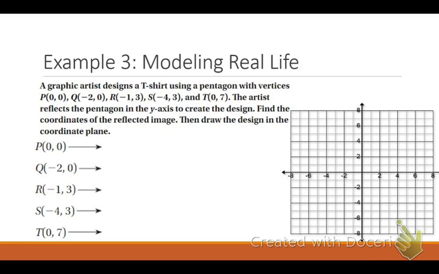What do you think is going to tell me? Let's read the problem and we'll see if anything jumps out at us. A graphic artist designs a t-shirt using a pentagon with the following 5 vertices that you see listed. The artist reflects the pentagon in the y-axis to create the design. Find the coordinates, then draw the design in the coordinate plane.